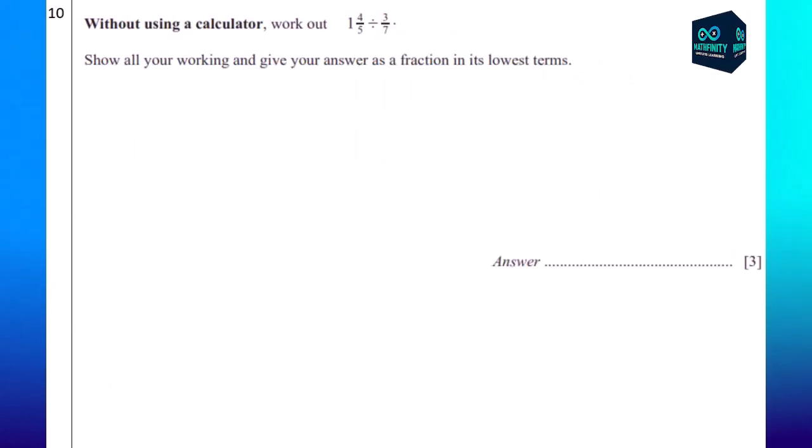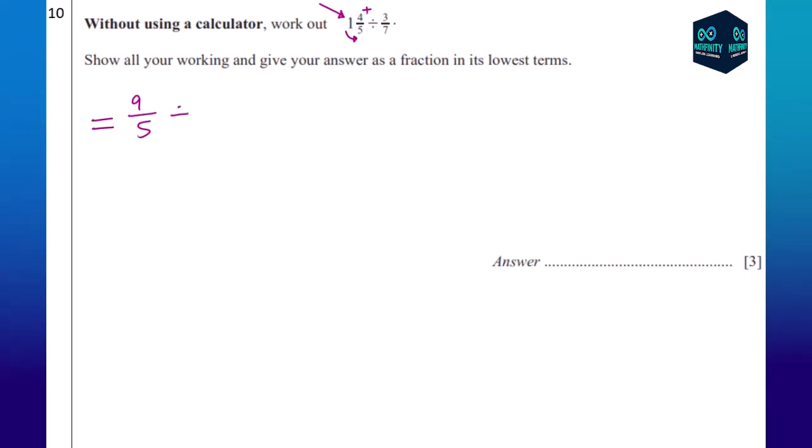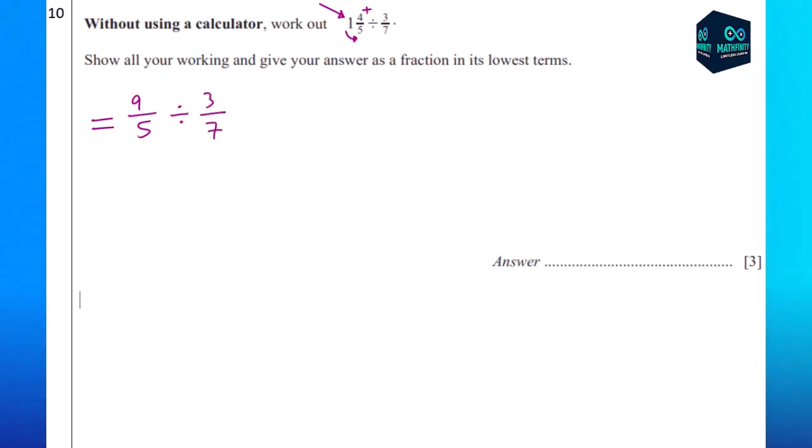Question number 10, again the division, and they said without using a calculator work out 1 whole 4 over 5 divided by 3 over 5. This time we can see that they give the mixed number here. So first we need to convert the mixed number into an improper fraction. 1 times 5, 5 plus 4, 9. So we will write here 9 over 5 divided by 3 over 7.